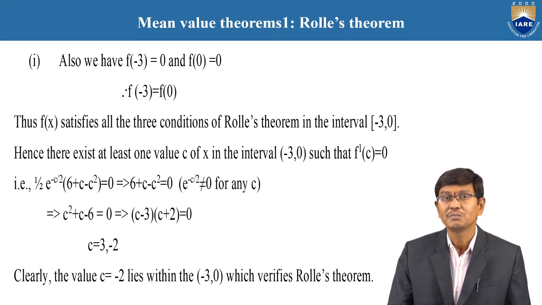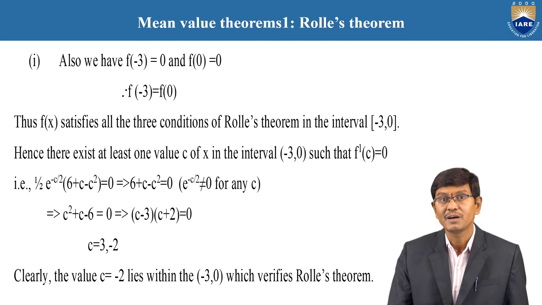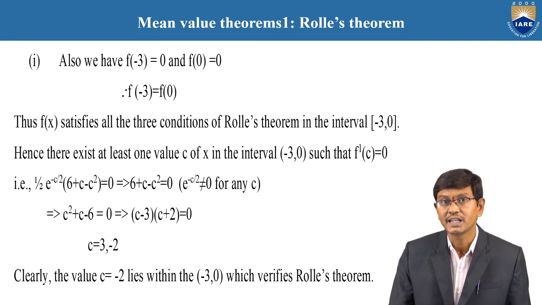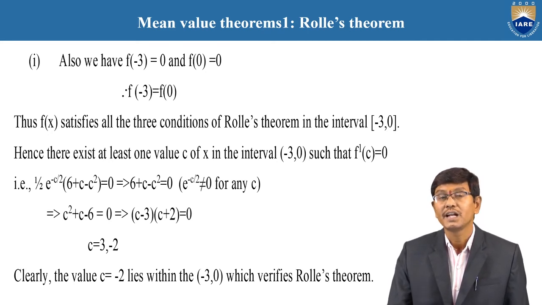While observing these 2 points, the given function limits are minus 3 comma 0, but here we obtain the values 3 comma minus 2. By observing these 2 points, 3 does not lie in the given interval, but minus 2 is the one point that lies in the given interval. Therefore, according to Rolle's theorem, at least one point is satisfied in the given interval. Therefore, Rolle's theorem is clearly satisfied.